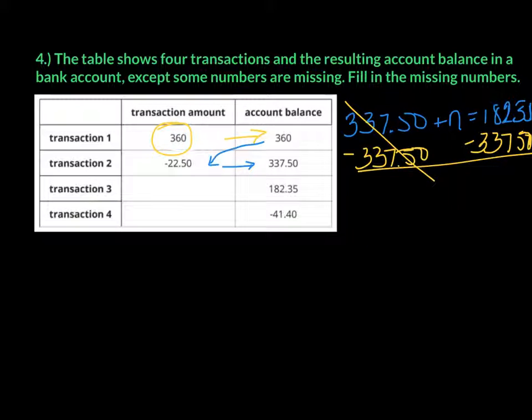So that crosses out, and I'm going to end up with n equals 182.35 minus 337.50. I really hope you're listening and not just trying to copy this, because I know that it's not very clear because I keep going off the edge here.